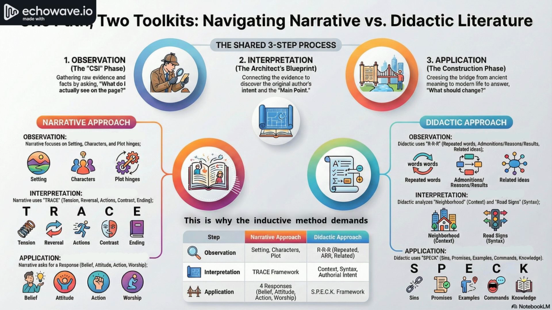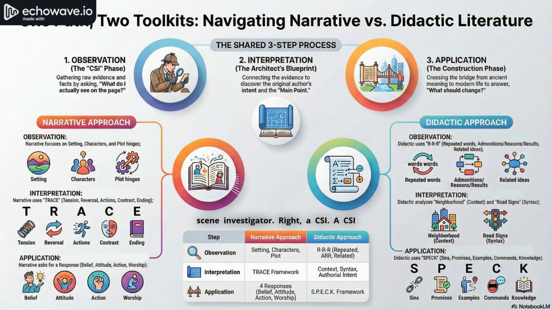This is why the inductive method demands that we use completely different toolkits to execute the observation and interpretation steps, depending on the genre. Let's do a brief flyover of these specific toolkits, just to understand the mechanics of how we navigate this without getting bogged down. When you are observing a narrative, the sources suggest your toolkit should make you act like a crime scene investigator.